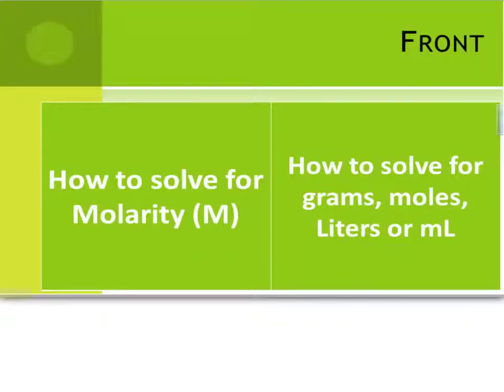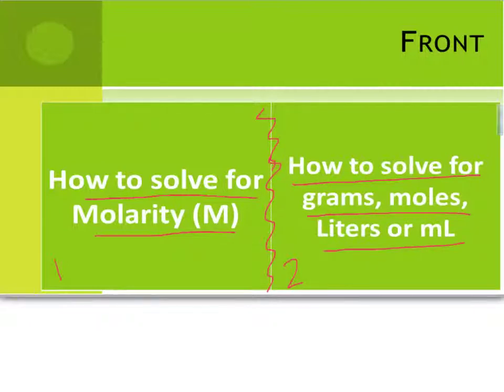The first thing you're going to do is make a foldable. You're going to need a piece of paper folded hot dog style. There are 2 flaps, 1, 2, so you're just going to cut right down the middle, and then each flap will fold up. The left side should say how to solve for molarity. The unit for molarity is capital M. The right side should say how to solve for grams, moles, liters, or milliliters.